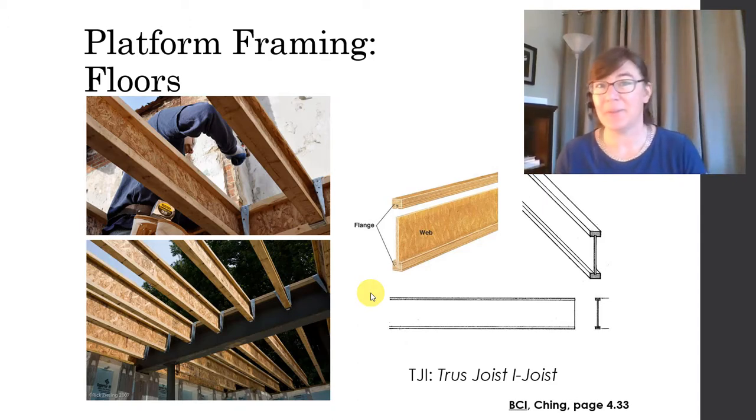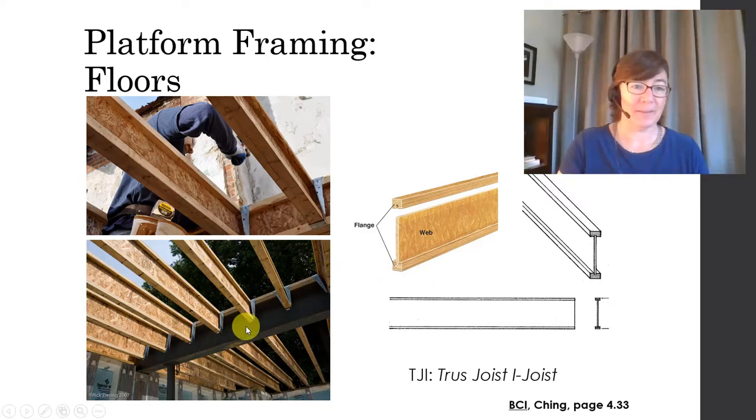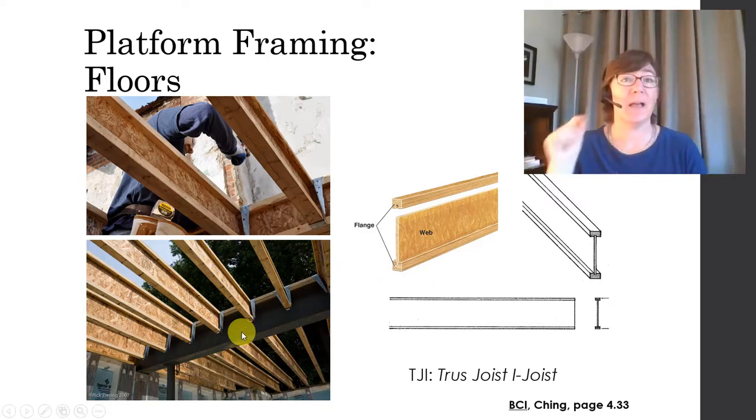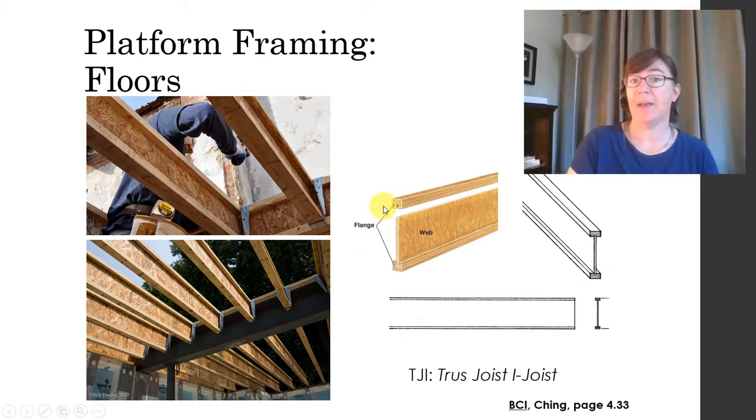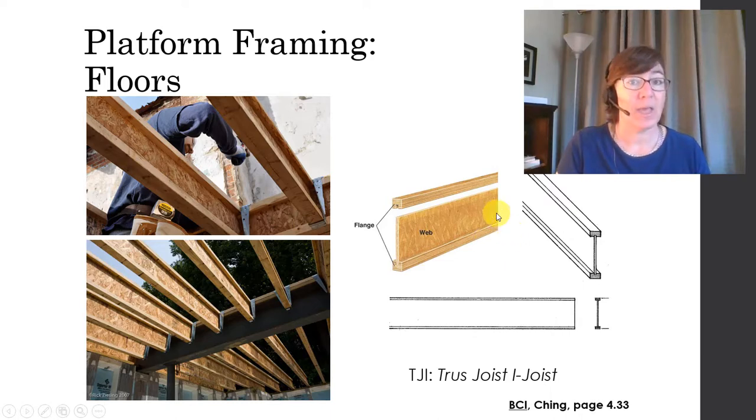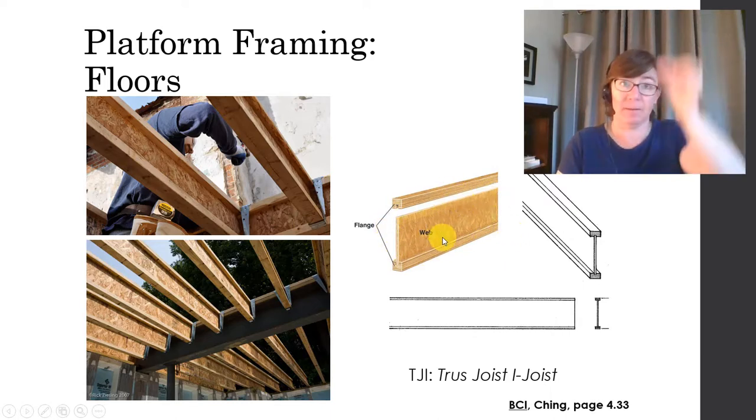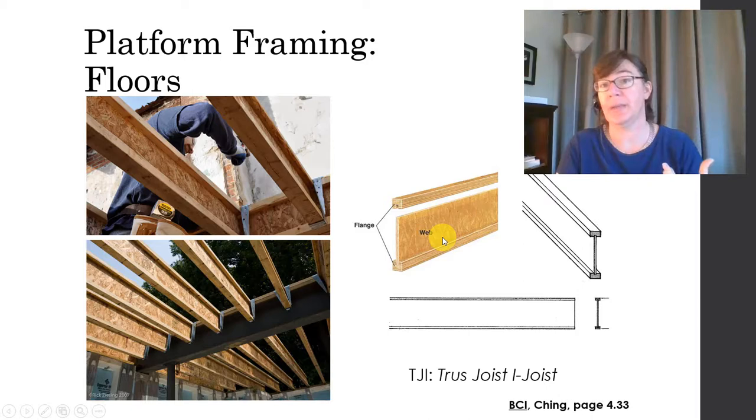So TJIs, let's take a look at what they look like out in the field. So you'll know them if you see them. They look like this. They kind of look like tiny wooden I-beams. They have a top flange, they have a bottom flange, and they have a web. It's this vertical piece that holds those two together, so they look like the shape of an I.